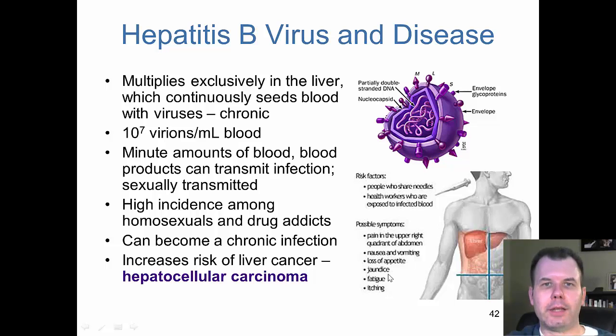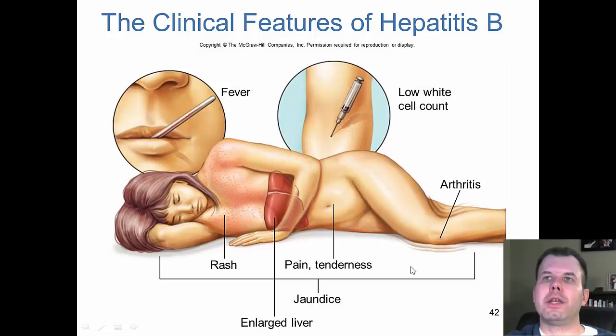Jaundice is the big thing. Anytime you have liver involvement, you get jaundice, fatigue, and itching due to the rash that occurs with this virus. Okay, so some of the typical symptoms that you see with this include a rash, an enlarged liver, which will lead to the pain and tenderness that you have in the upper abdomen. Jaundice, or the yellowing of the skin, you can get arthritis associated with this, fever, and low white blood cell counts, all associated with hepatitis B.